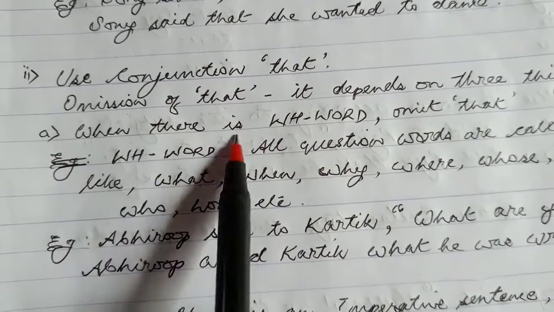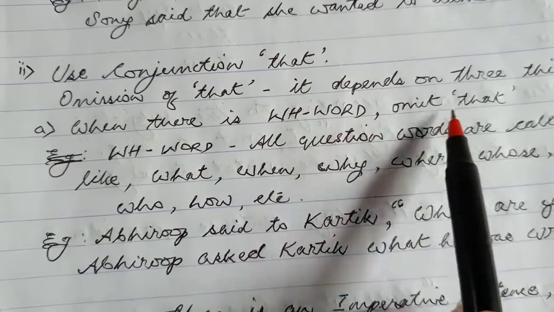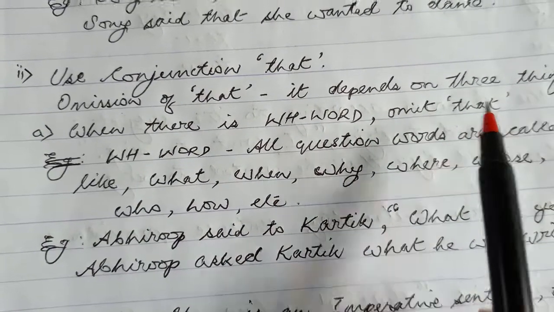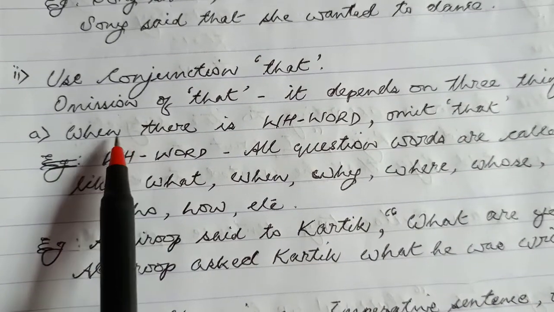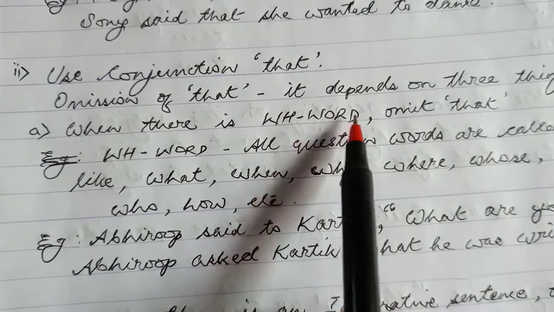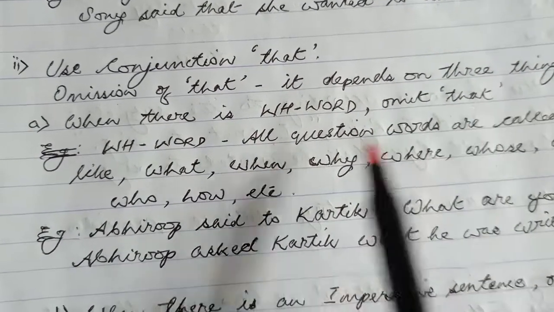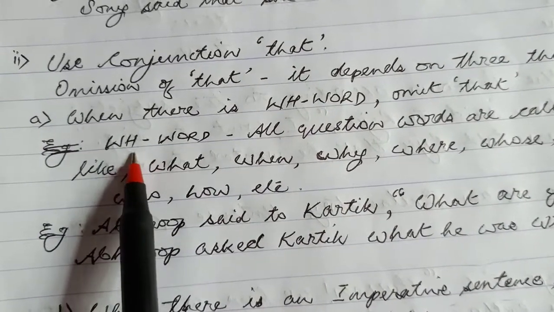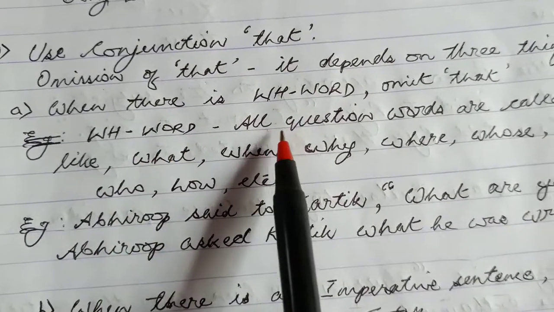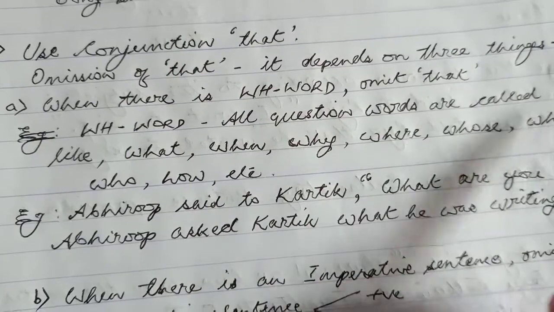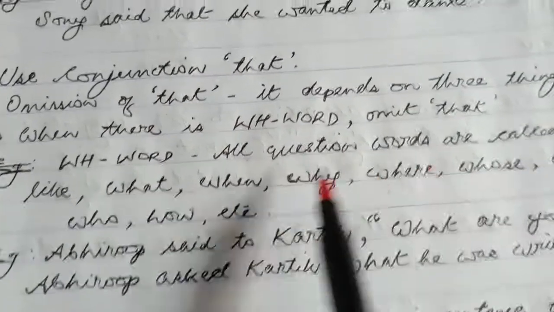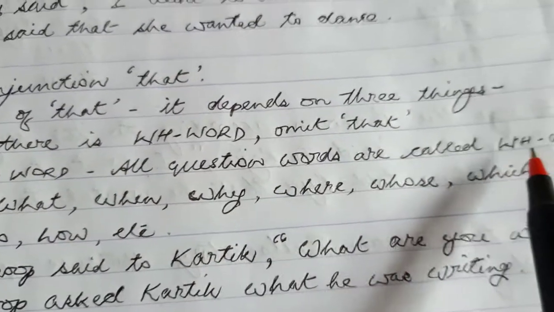A, when there is a WH word, omit that. Okay, so the first and foremost is when there is a WH word. Now what is a WH word in which we are not using that? Right, now you need to know what a WH word is. So a WH word is, all question words are called WH words.